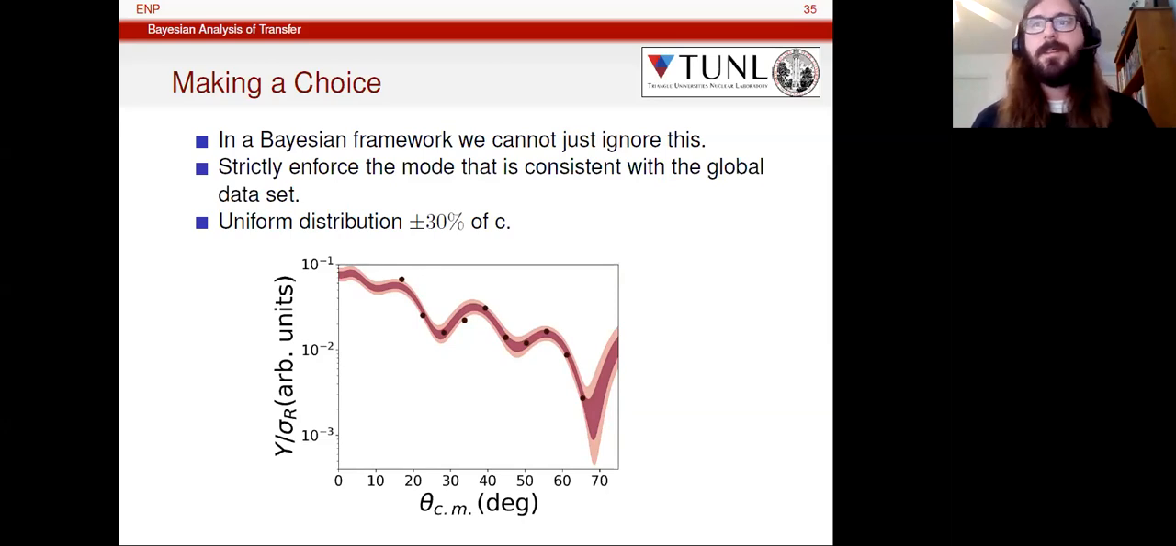And so in order to get a single mode, you have to start putting additional constraints on your problem. In this case, we decided to do that by saying that we think the physical mode is the one that was identified in the global analysis, and then we place a basically uniform distribution over this continuous ambiguity. We just took C, the constant associated with it, plus or minus 30%. That chops out the higher mode.